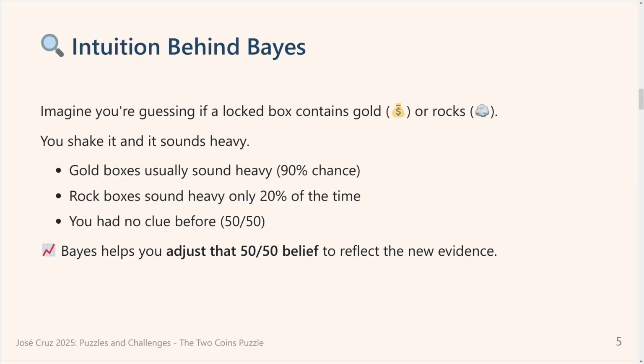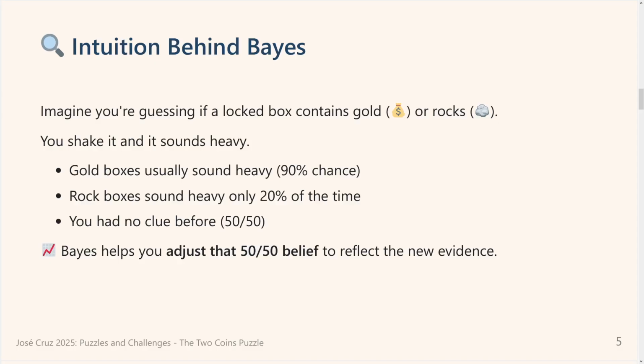So what is the intuition behind this theorem? Imagine that you are guessing if a locked box contains gold or rocks. So you have a box, and it can contain gold or rocks. It is as simple as that. You take it and shake it, and you say, this seems heavy. And usually, you know from knowledge that gold boxes sound heavy 90% of the time.